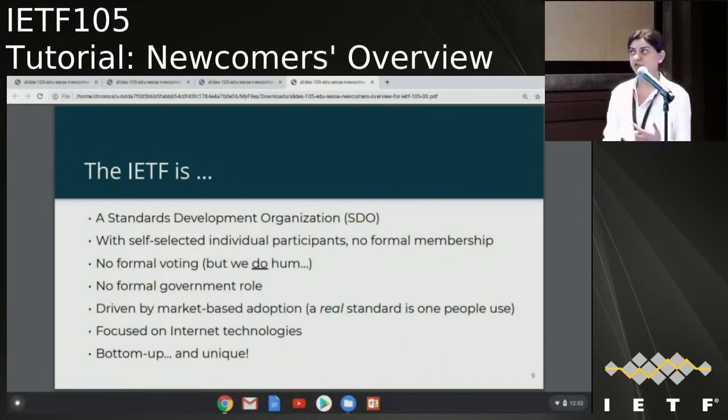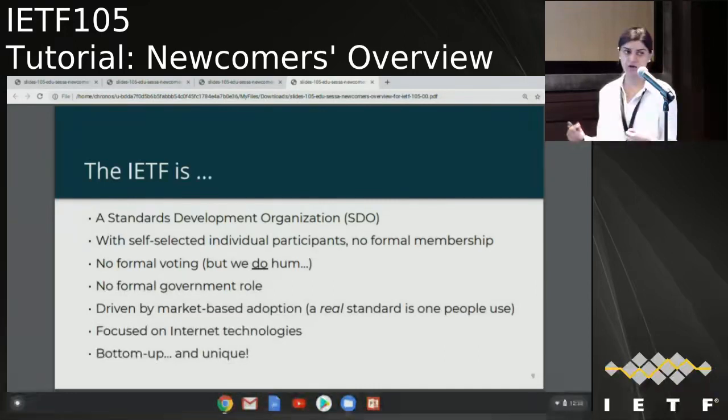Another important and very unique feature of IETF is that to reach a consensus, we do not follow a formal voting procedure. What we do instead is a hum, and we'll talk about it later in this presentation. The important point here is that unlike other standards organizations where voting is the main way of reaching a consensus, here we do not believe in a formal voting process. Additionally, IETF does not have any formal government role or any private corporation's role. It's a very individual participation-based organization.